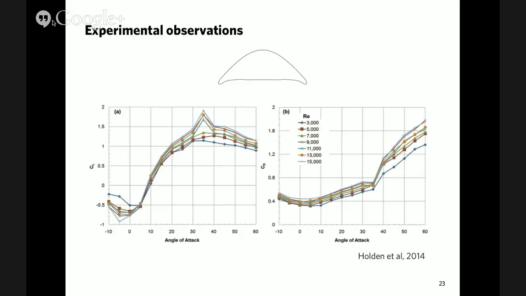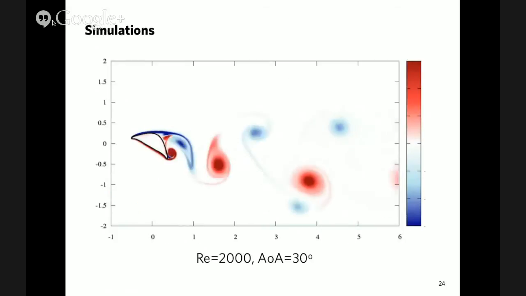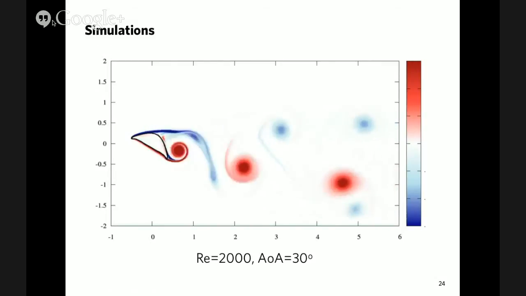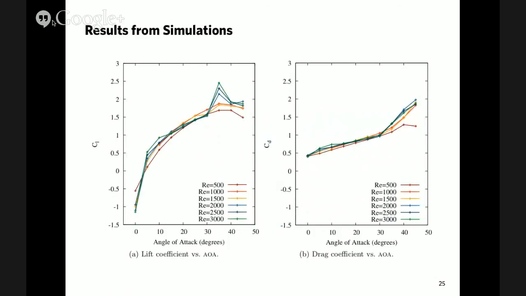I mean, our code is 2D, but we still thought, we weren't sure what to expect, but we still threw our code at it, and we did it for a range of Reynolds numbers from 1,000 to 3,000, so it's a different range. Again, like I said, we weren't sure what to expect, but what we did see was we also observed the same spike in lift at angle of attack 35. And so maybe there's a link. Is it the same Reynolds numbers? No, those are not the same Reynolds numbers. What was the Reynolds number over there? It's around 9,000.